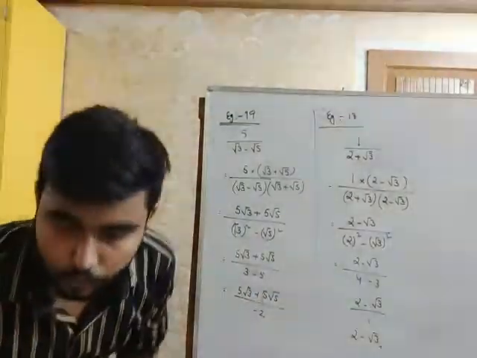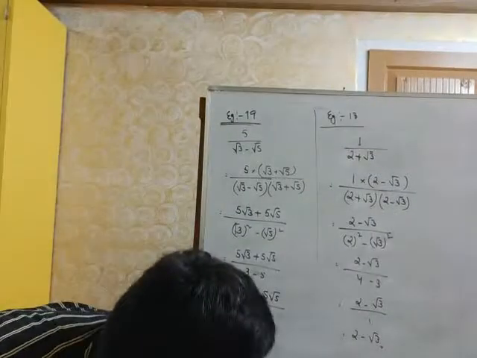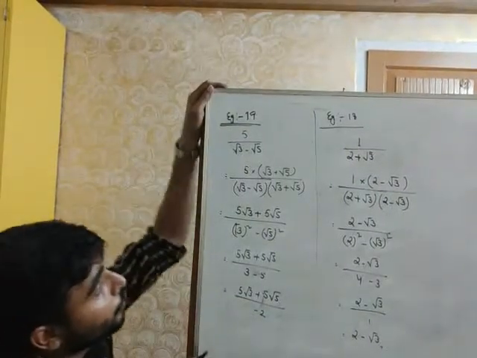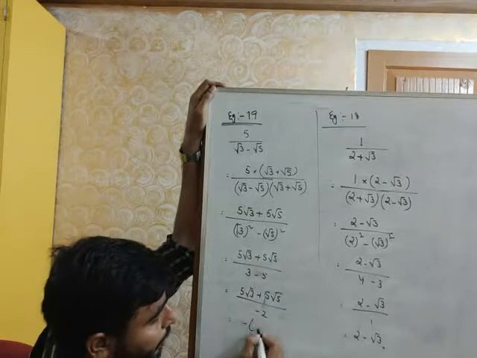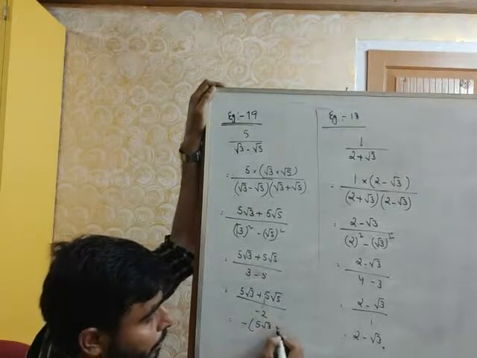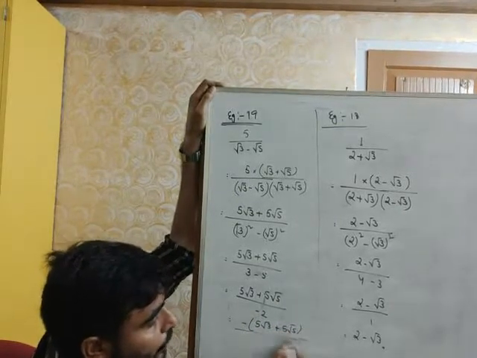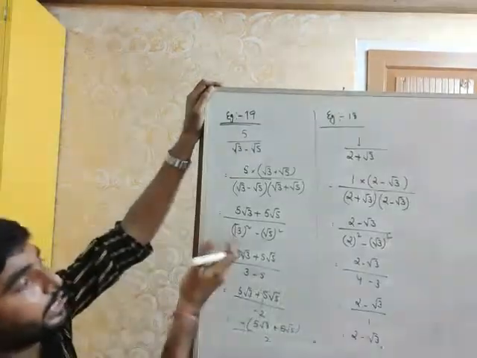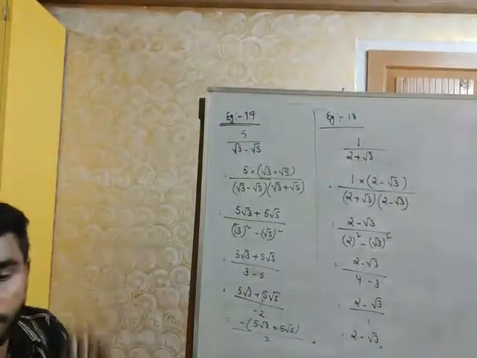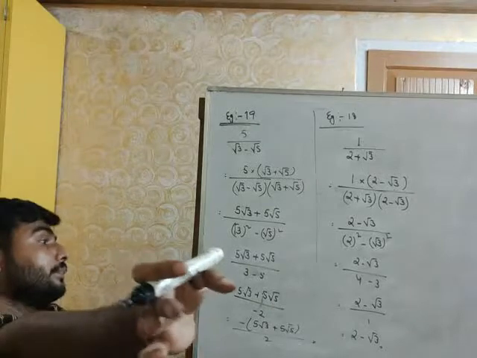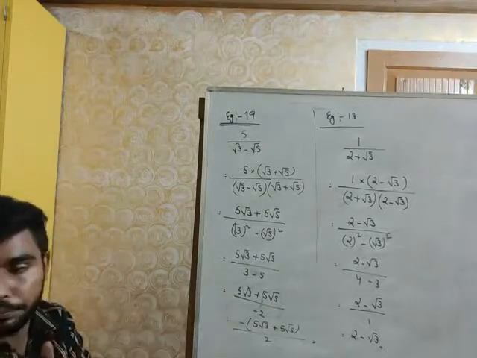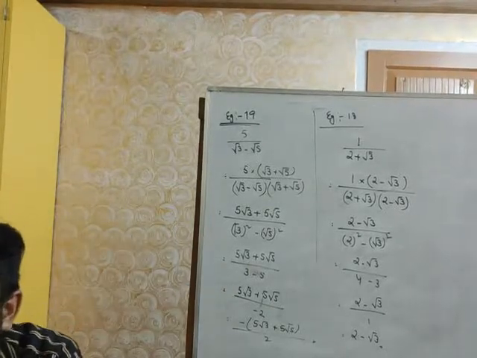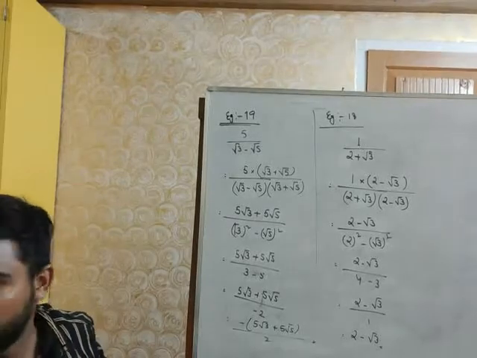You can keep it here also. Okay, it's your wish, or you can see 5 is common, you can take the minus here, 5√3 plus 5√5 by 2. This is also correct. You can take 5 common, that is also correct. Okay, it's your wish. That's right. Clear everyone? Let's see the next example then.